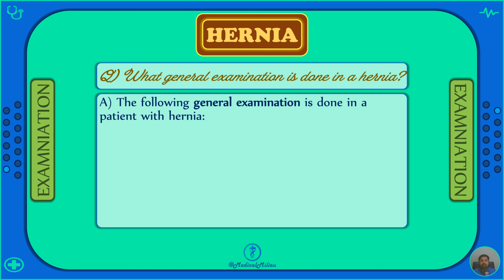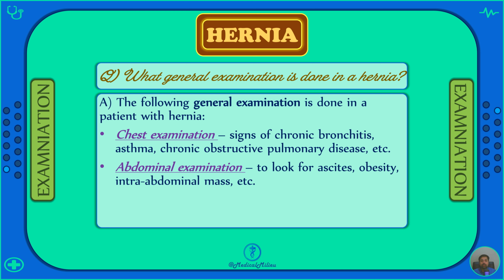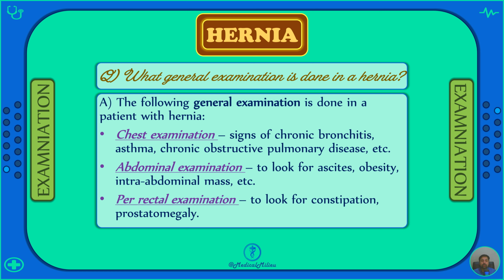The following general examination is done in a patient with hernia. Chest examination to look for signs of chronic bronchitis, asthma, chronic obstructive pulmonary disease. Abdominal examination to look for ascites, obesity, intra-abdominal mass. Per rectal examination to look for constipation or prostatomegaly.